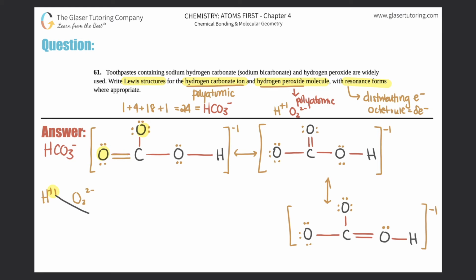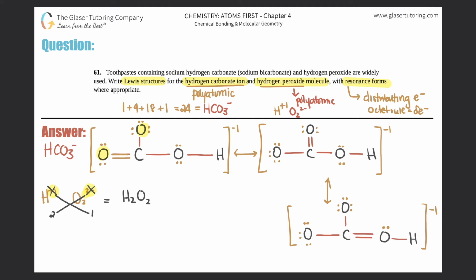This +1 comes down here. Remember, we do the crisscross rule, right? To show you that there's 1 O2. This 2- crisscrosses down here to tell me that I need 2 hydrogens. And when you do that, the charges kind of vanish. It's like a trick. So this would be H2O2. Technically, there's 1 of these, but you don't have to write 1 if you have only 1 polyatomic. So now that is hydrogen peroxide, H2O2.